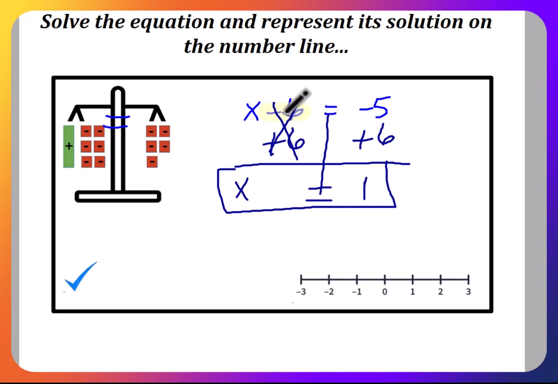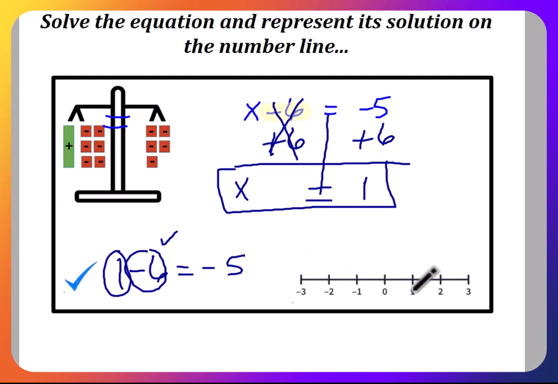Check it. Substitute our solution for x, 1, back into the equation. So instead of x minus 6, I'm going to put 1 minus 6. That should equal negative 5. So when I combine, my signs are different. I subtract, I get a 5. There are more negatives, so it's a negative 5. So we solved it correctly.